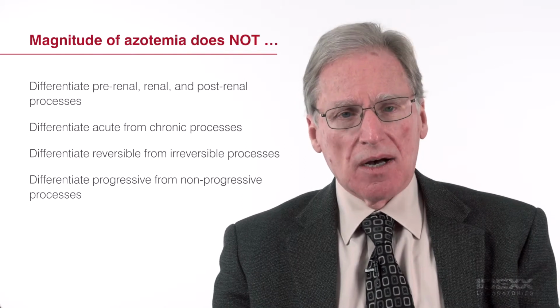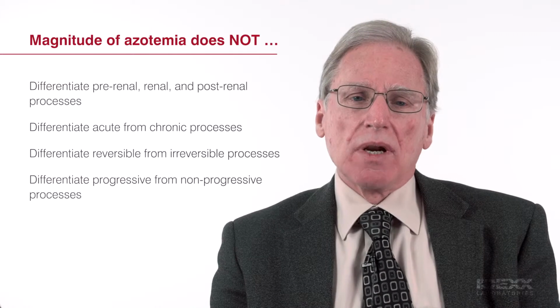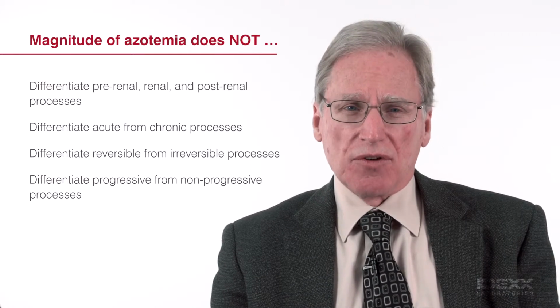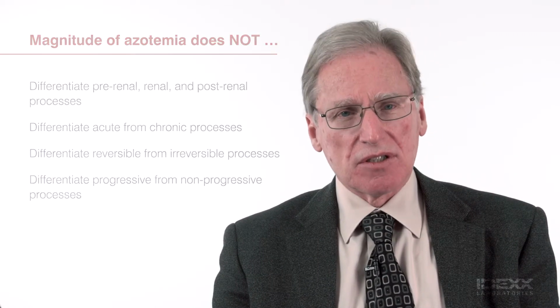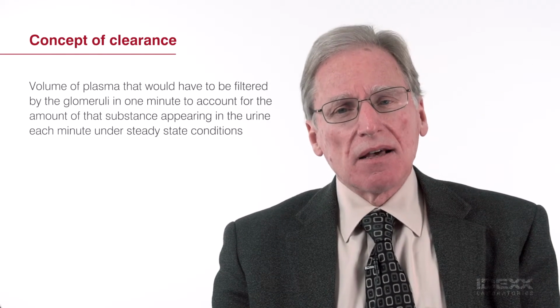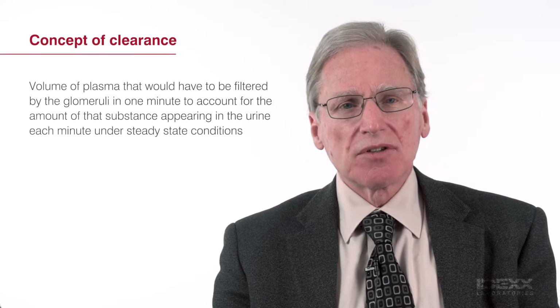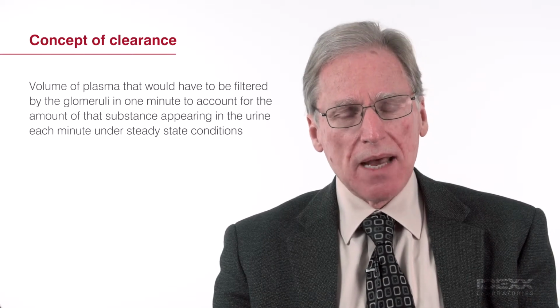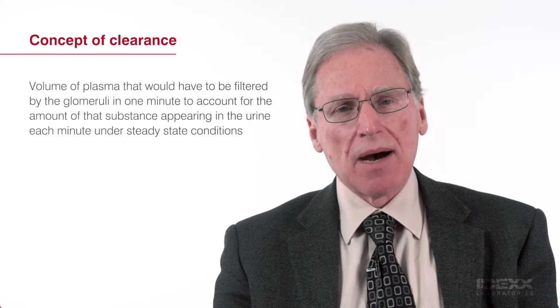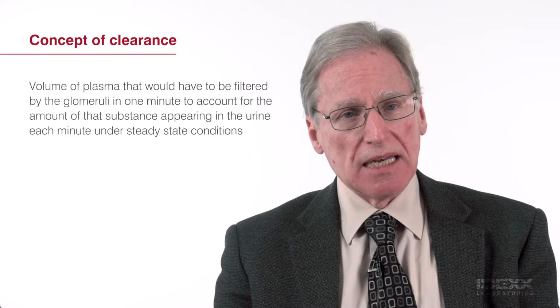And these are limitations that must be kept in mind. Now, if we want to look at other tests of glomerular filtration rate, we can look at clearance tests. So the concept of clearance says that the clearance of any molecule is the volume of plasma that would need to be filtered at the glomeruli in 1 minute to account for the amount of that substance appearing in the urine per minute under steady state conditions.